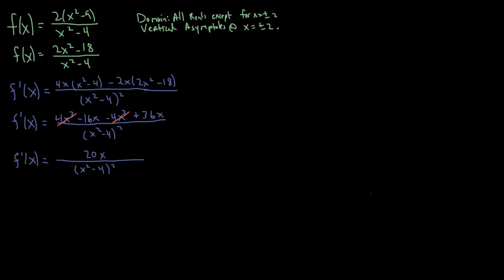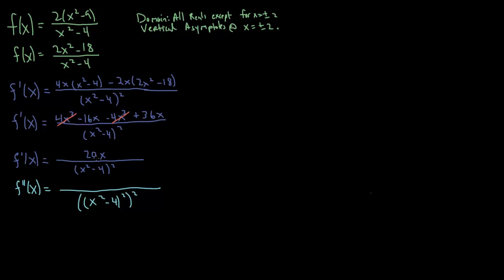So there's f prime. Now while we're in the mood of taking derivatives, let's just go ahead and find f double prime. Okay, this is going to be, again, a quotient rule. We know that the bottom is going to be the original, which is x squared minus 4, but then we're going to square it again. That's what the quotient rule says.